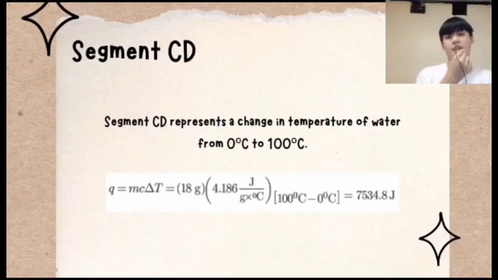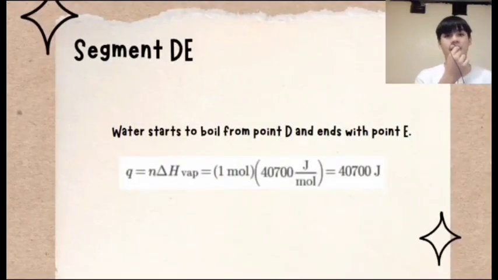Next is segment CD. Segment CD represents a change in temperature of water from 0 degrees Celsius to 100 degrees Celsius. The heat associated with an increase in temperature can also be calculated using the equation on the screen. A mole of water weighs 18 grams and the specific heat of water is 4.184 J/g·°C.